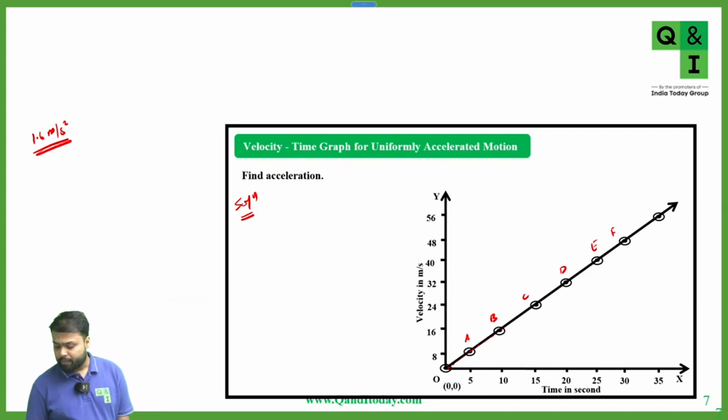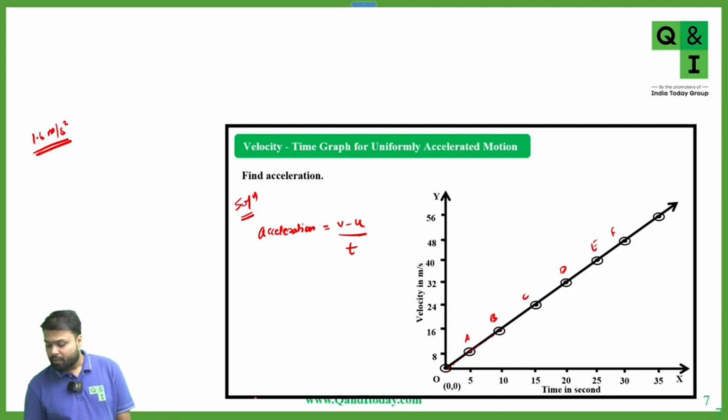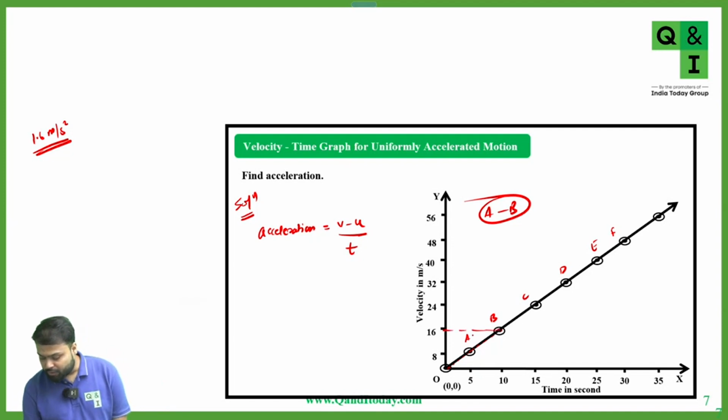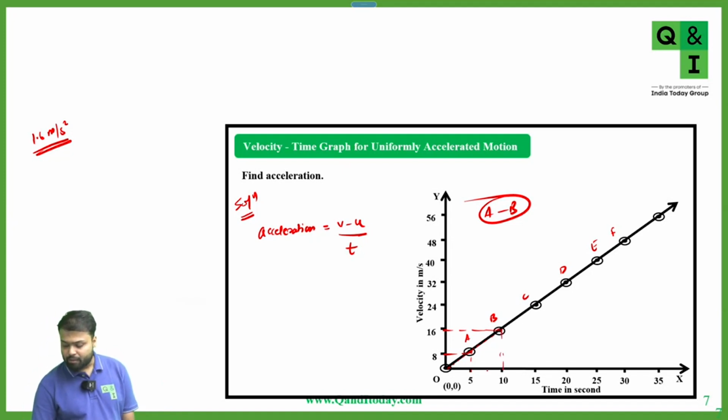Now we know that acceleration is nothing but change in velocity with respect to time. That is, final value of the velocity minus initial velocity upon time. Now I'm saying from A to B. For A to B, the final value of the velocity is 16. The initial velocity is 8. At A time is 5 and at B time is 10 seconds. So time taken by the body from A to B is 5.